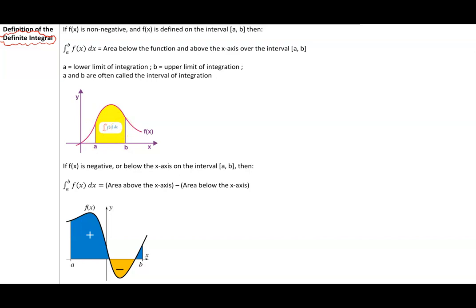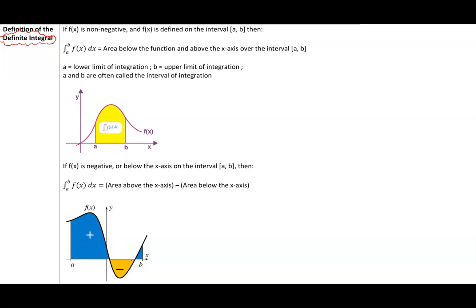Now, what if f of x is negative or below the x-axis on the interval? Well, in that case, let's say this is a, let's say this is b, then the integral of f of x dx from a to b is the area above the x-axis minus the area below the x-axis. So we would have to subtract these two areas, and we'll see some examples a little later on.